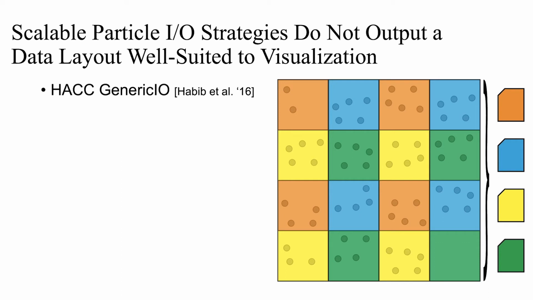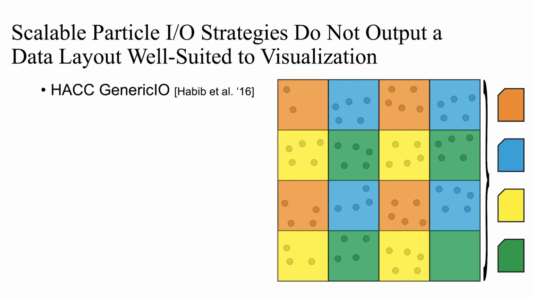And so when I say that the prior particle I/O strategies do not output a data layout well suited to visualization, there are scalable I/O libraries for particle data. However, the output structure is not defined to be, say, spatially coherent. So for example, here for HACC generic I/O, it has been demonstrated to achieve very highly scalable I/O. However, the assignment of data into files, subfiles, is not necessarily spatially coherent.